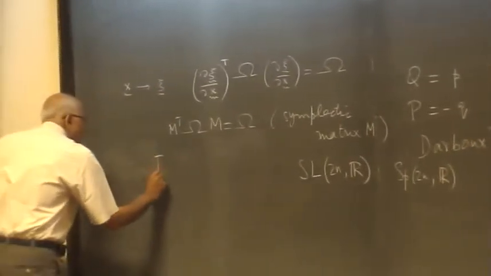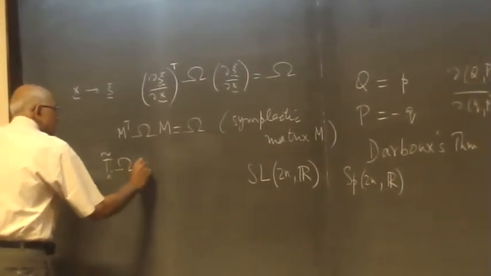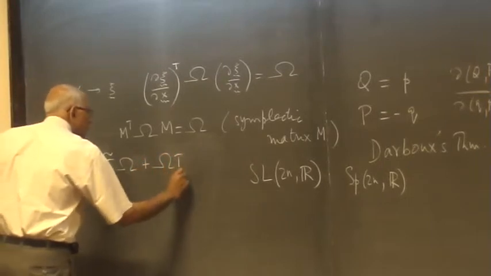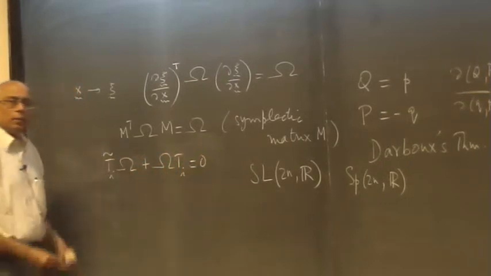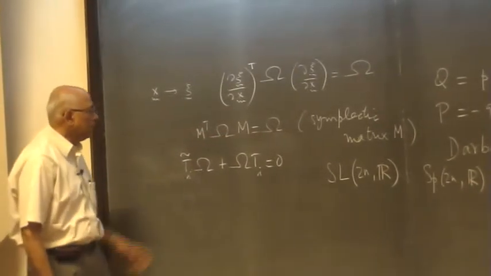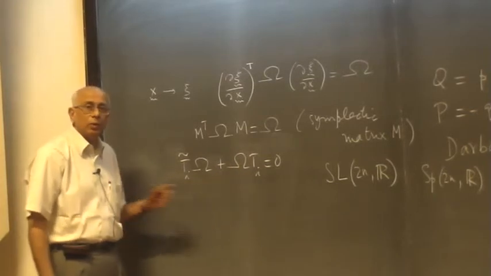This will give you Ti tilde, one of the generators, omega, plus omega times Ti equal to 0. Because this is a constant. This Poisson matrix has got no parameter dependence. I differentiate with respect to any other parameters, and set it equal to 0. I get this.